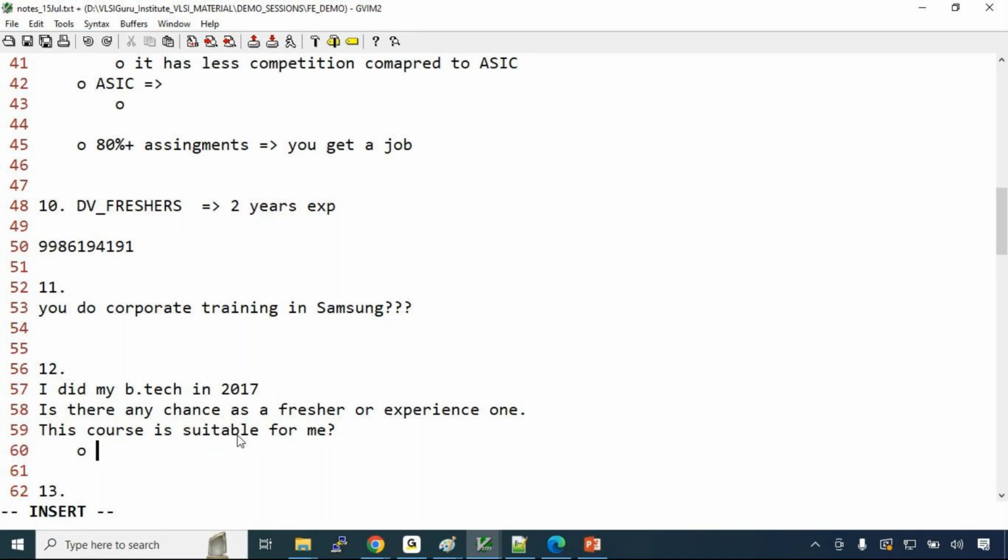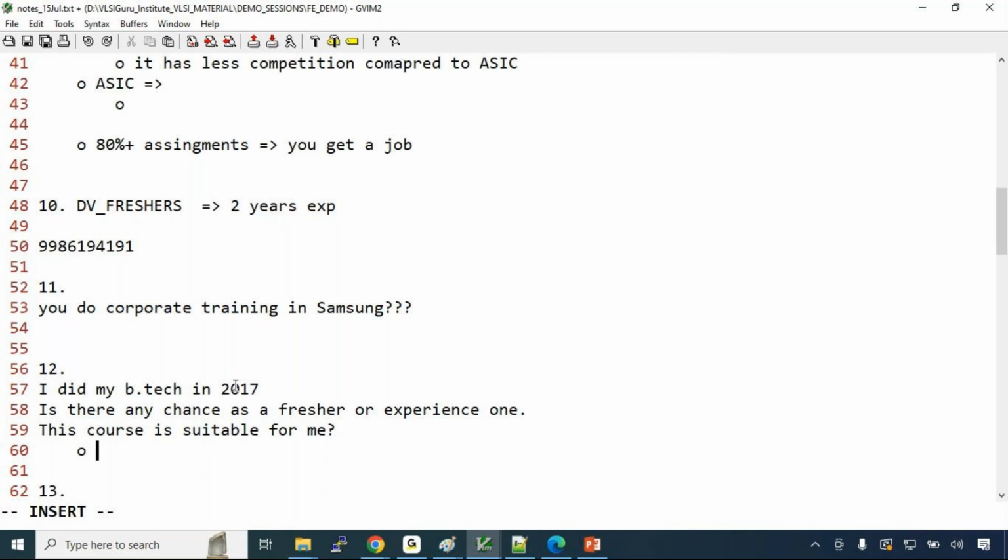The advantage for a 2017 passed out, I'll tell you. Because of the 5-6 years gap you have, if you perform well, some companies will hire you as a fresher. They will internally show you like a 3 years experienced person and they will place you in the client project, which they cannot do with a fresher, right? A 2023 pass out, they cannot do because they cannot show any experience. So that advantage you do have.